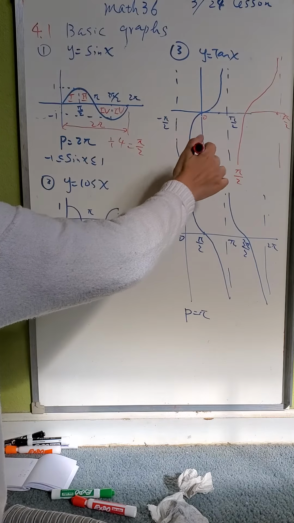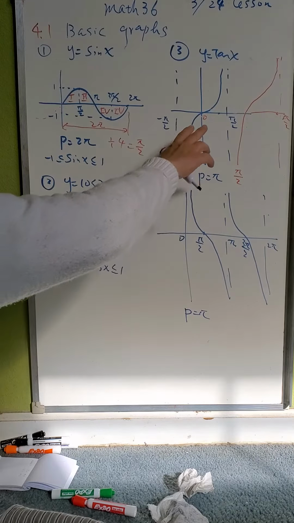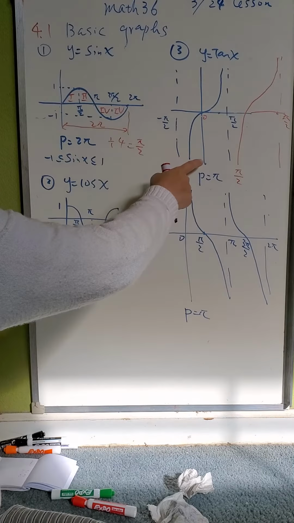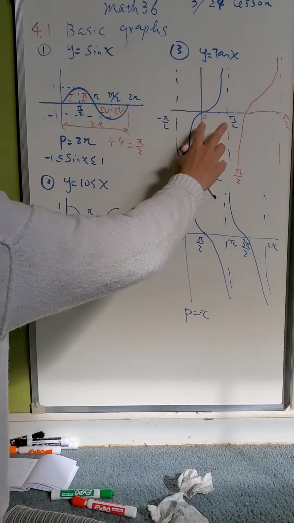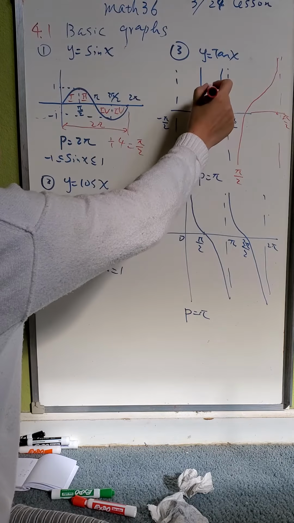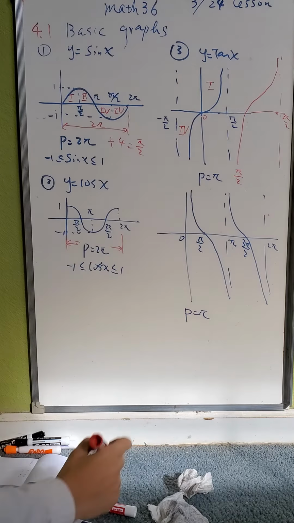One more thing is that, yeah, for every pi they repeat the cycle. Oh yeah, one more thing is this is quadrant 1 here, and this is also quadrant 4, okay?